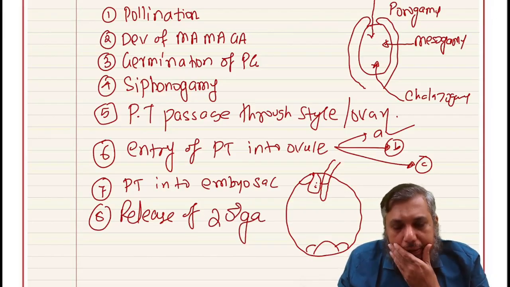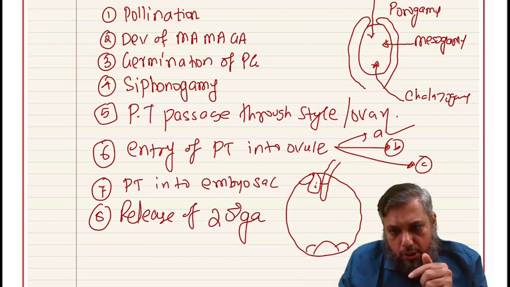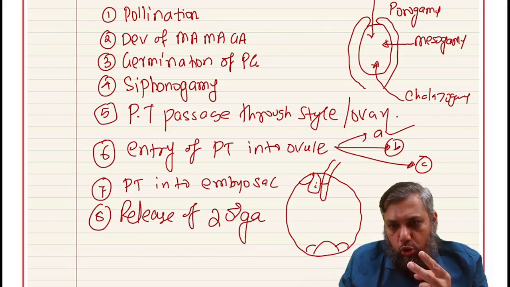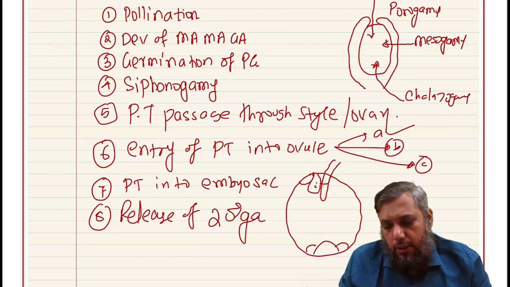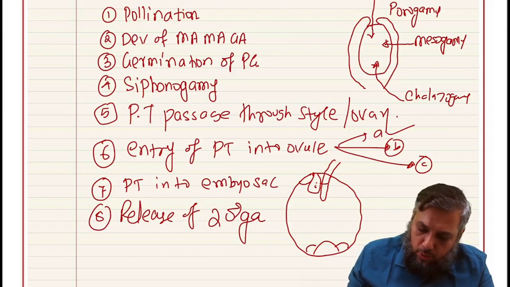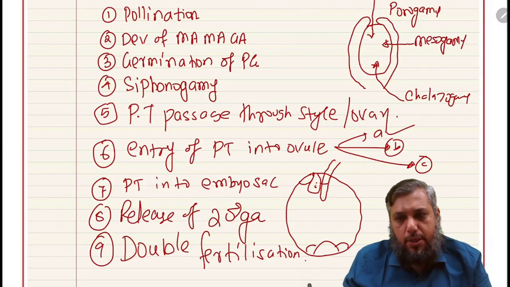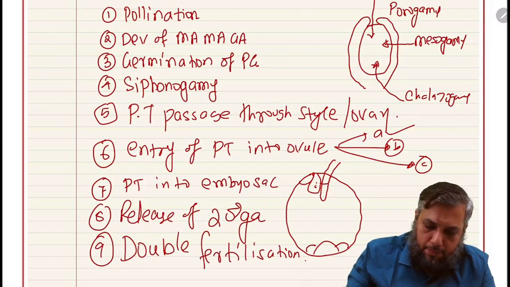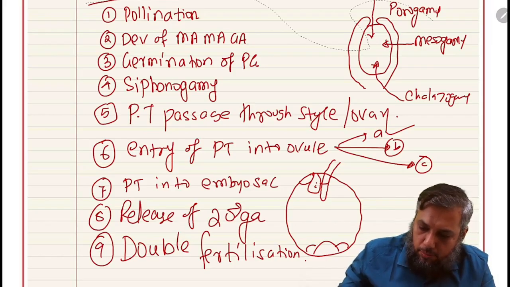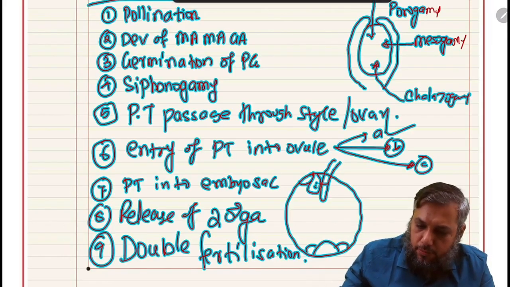Now, these two male gametes by cyclosis, cytoplasmic streaming, one of them will go towards the egg, the other will go towards the secondary nucleus. The two polar nuclei fuse, resulting in the formation of a diploid secondary nucleus. So we come to the last step, and that is the actual process of double fertilization. So let us see that process individually. The process of double fertilization.